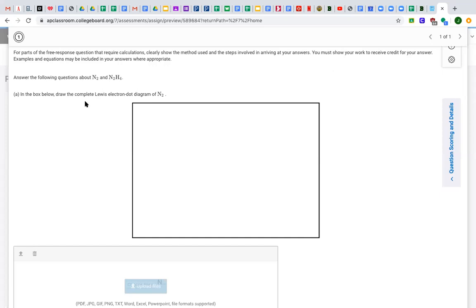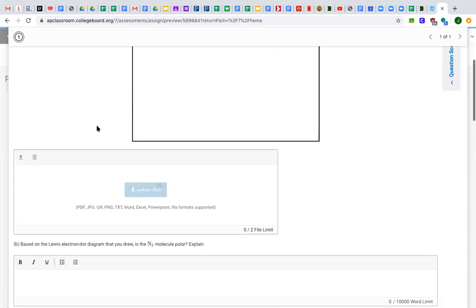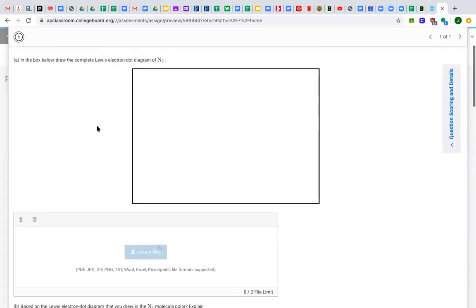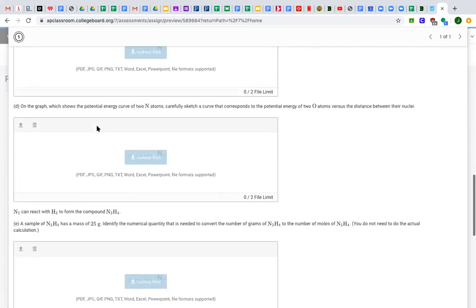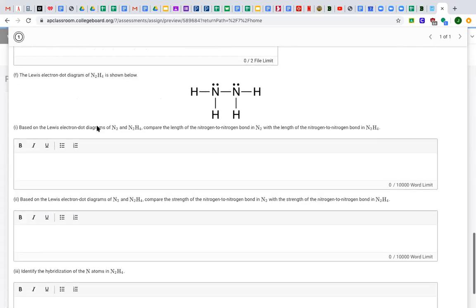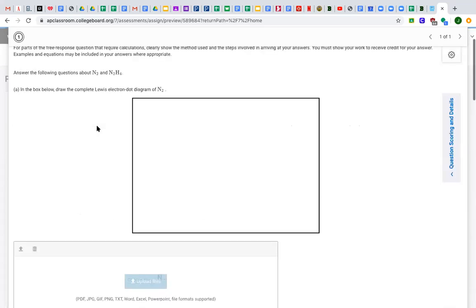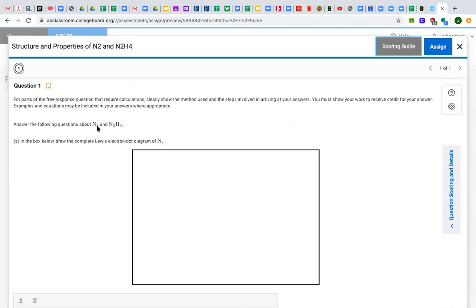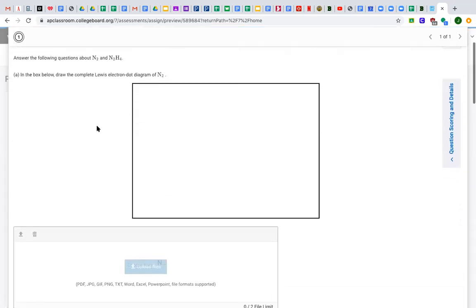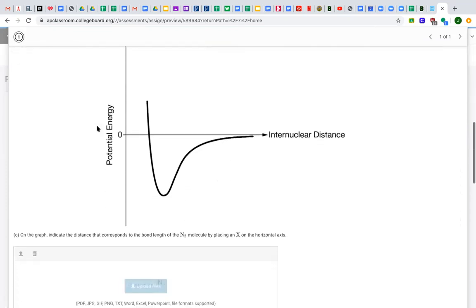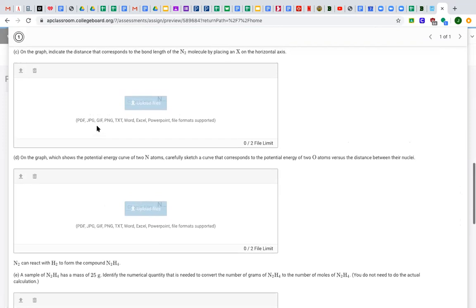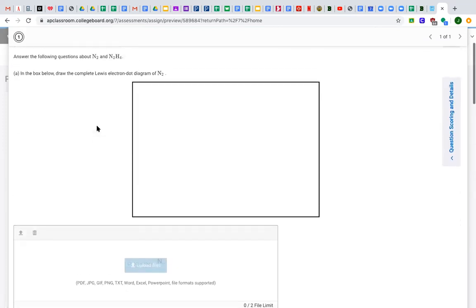In the box below, draw the complete Lewis electron diagram of N2. And then, is N2 polar? This is a relatively quick question. I just wish you could work through this whole thing on your own. We just get this one free response question. Let's do part 1 now, then scroll down to part 2, and then do parts C, D, and E at once. So let's do parts A and B right now.